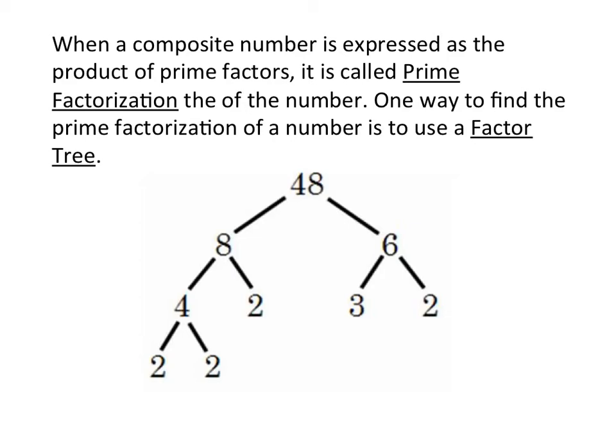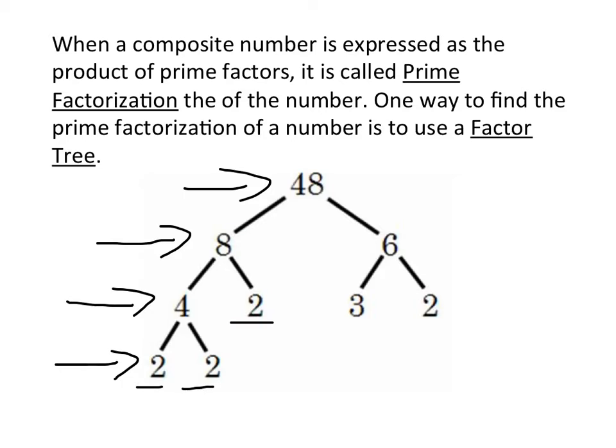So 48 is our composite number. We chose two factors, 8 times 6, and then we decided to break down 8 into 4 times 2, and then we finally ended up breaking 4 down to 2 times 2. Notice that these are prime. Go back into 6. We broke it down to two factors, 3 and 2, and those are prime numbers, so we stop. We'll continue on with more examples in further slides.